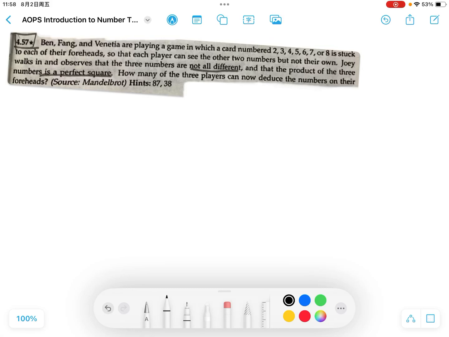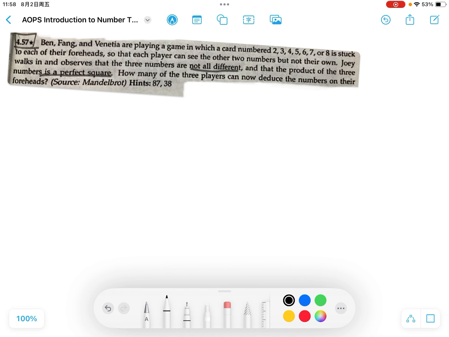This is problem 4.57 in AOPS Introduction to Number Theory. Ben, Fang, and Venetia are playing a game in which a card numbered 2, 3, 4, 5, 6, 7, or 8 is stuck to each of their foreheads, so that each player can see the other two numbers but not their own. Joey walks in and observes that the three numbers are not all different, and that the product of the three numbers is a perfect square. How many of the three players can now deduce the numbers on their forehead?